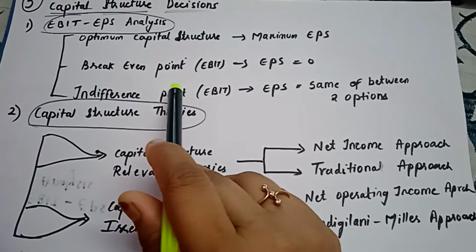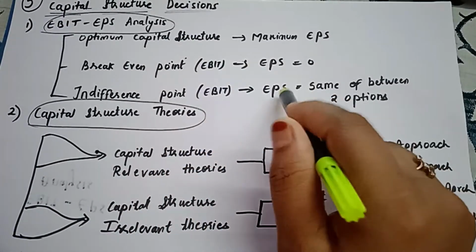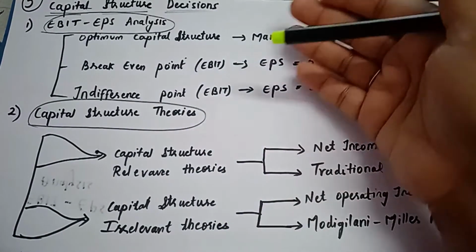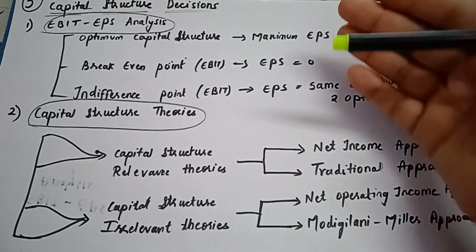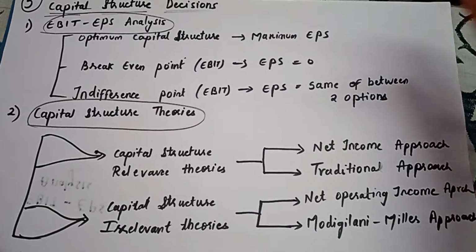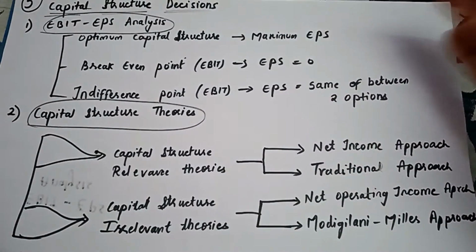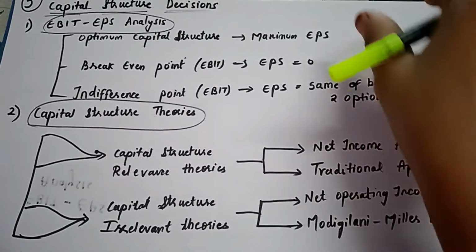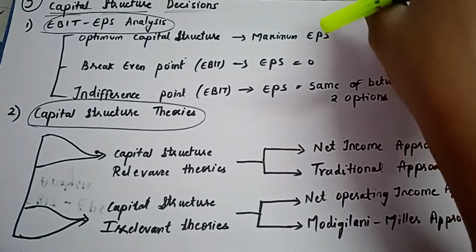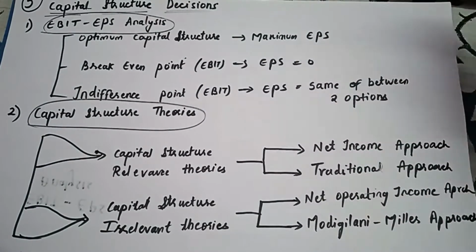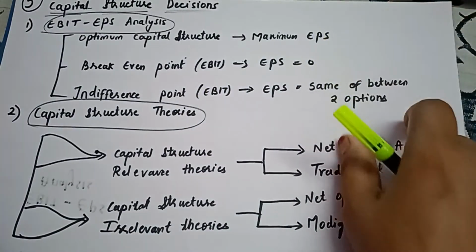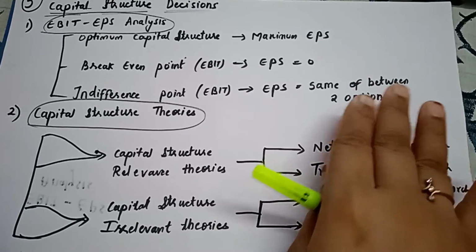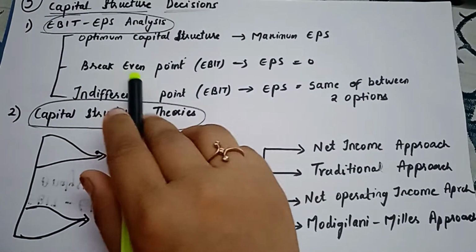Okay, the indifference point is where we have to check the EPS of two options that are available. Either you raise from equity, or from a mixture of equity and debentures, or you can raise through debentures and preference shares, right? So there are many other options available. Sometimes it happens that the EPS of any two plans, any two options, turns out the same. If it's equal, then we say that is the indifference point.